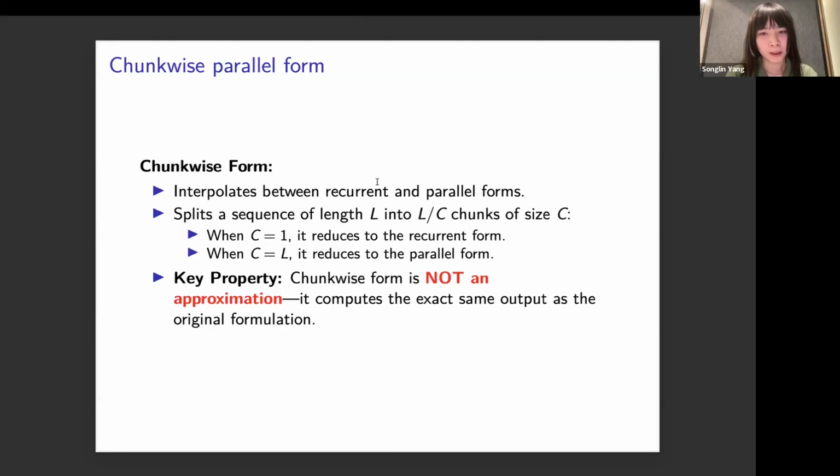The chunkwise form is not an approximation. Many people ask whether this chunkwise form is doing some sort of approximation to the full computation. I would like to highlight that the chunkwise form is not an approximation. It computes the exact same output as both the recurrent form and the parallel form. These three forms are equivalent to each other in terms of output computation. They just have a different computation structure. So during inference, the recurrent form is more advantageous, and for pre-training and training, the chunkwise form is more advantageous.